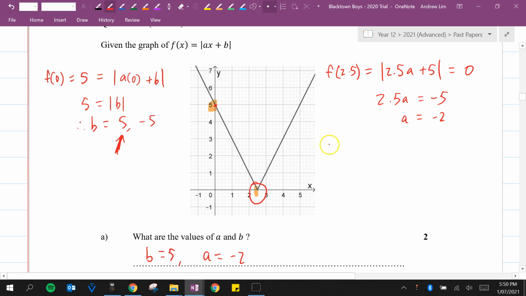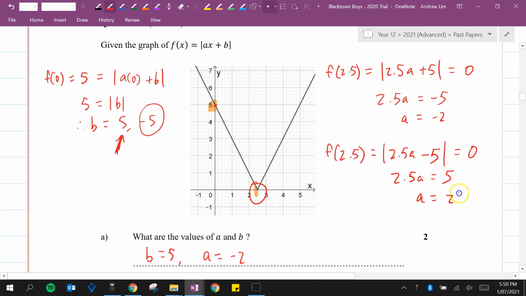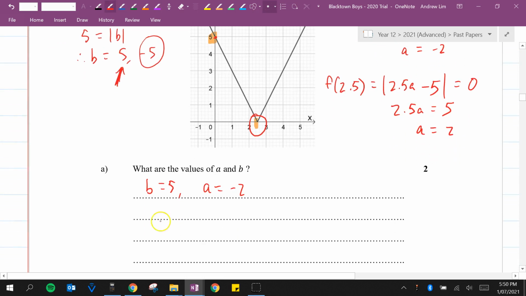However, I think we would also accept if you said f of 2.5 is equal to the absolute value of 2.5a minus 5, if you use this one instead, and we know that's equal to 0, then we've got 2.5a is equal to 5, a is equal to positive 2. So if you said b is equal to negative 5 and a is equal to 2 as well, then you'll get this question correct. You don't have to have both of them. You don't need to have both sets. One set is enough. But if you said b is equal to positive 5, then a has to equal negative 2. And if you said b is equal to negative 5, a has to be positive 2.